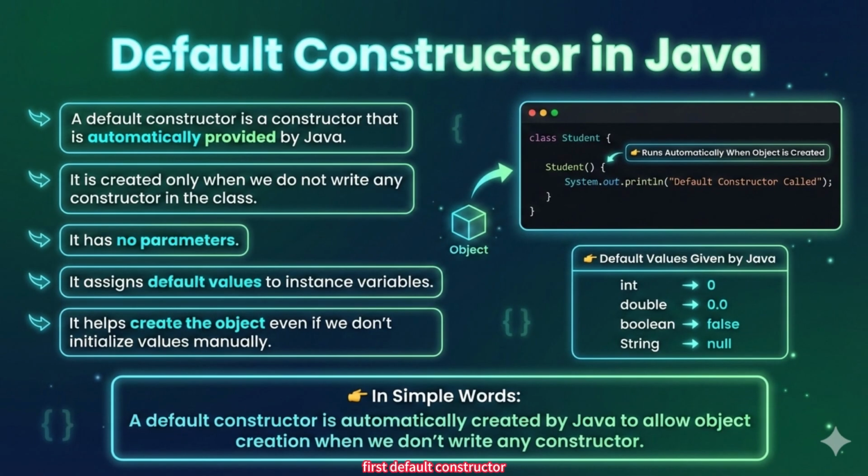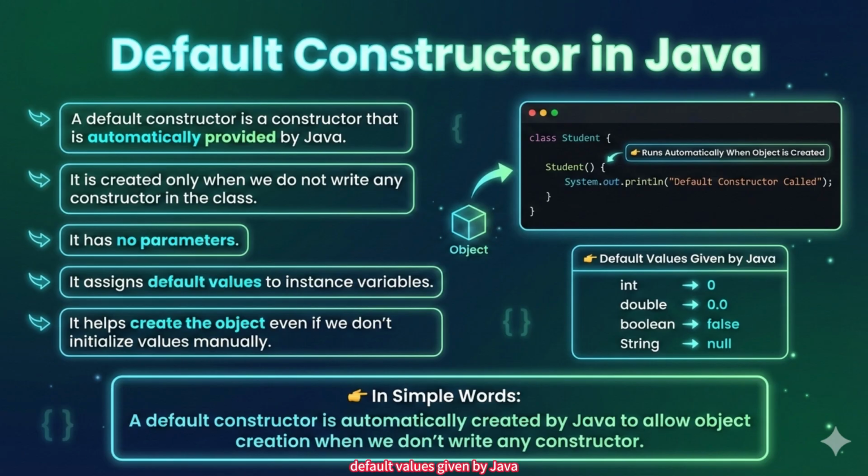First, default constructor. A default constructor is a constructor that is automatically provided by Java. Important points. It is created only when we do not write any constructor in the class. It has no parameters. It assigns default values to instance variables. It helps create the object even if we don't initialize values manually.